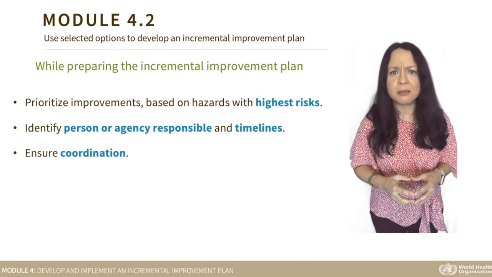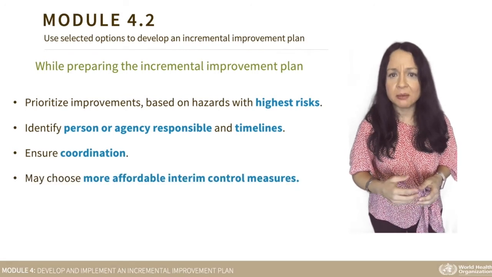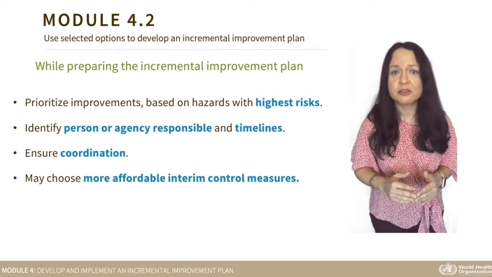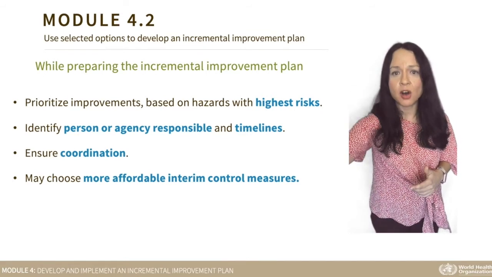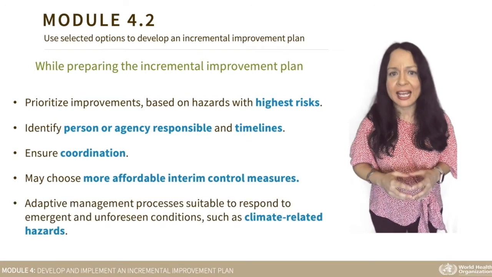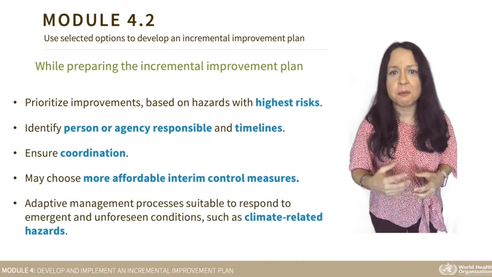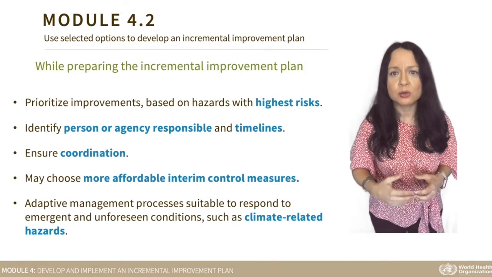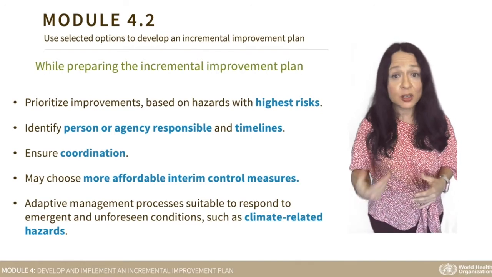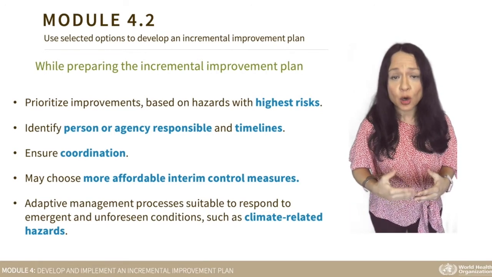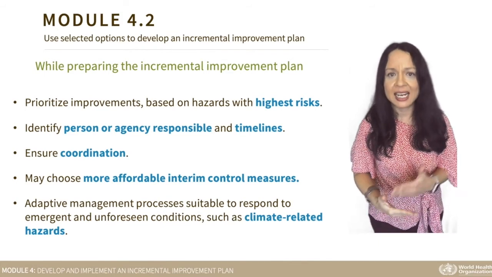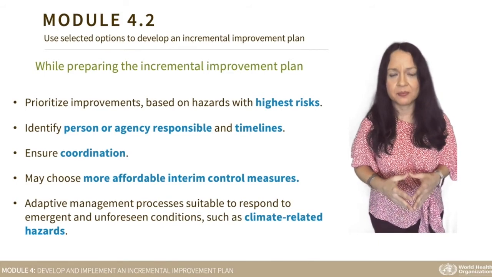The SSP team may also choose to select and implement more affordable interim control measures until sufficient funds for more expensive options are available. The incremental improvement plan should allow for adaptive management processes suitable to respond to emergent and unforeseen conditions. For instance, this may include incorporating an emergency management plan for specific climate-related hazards.